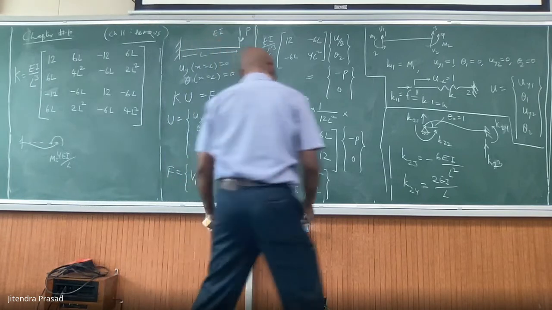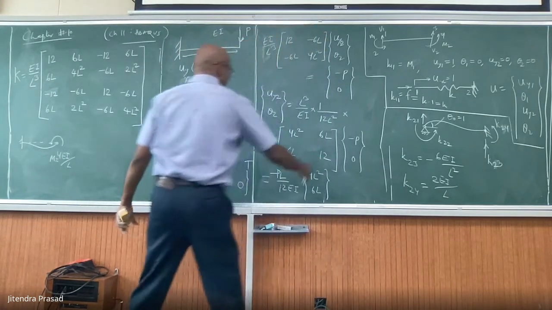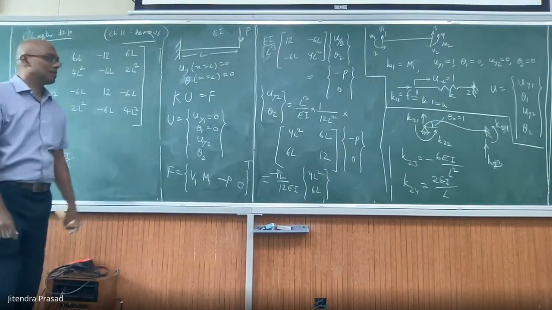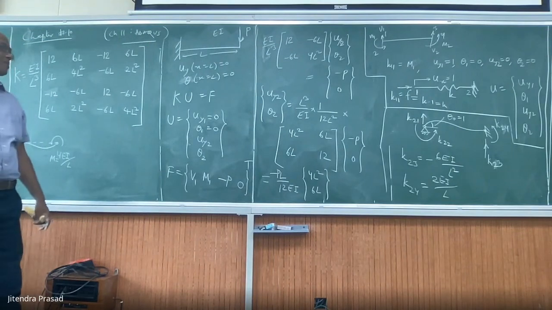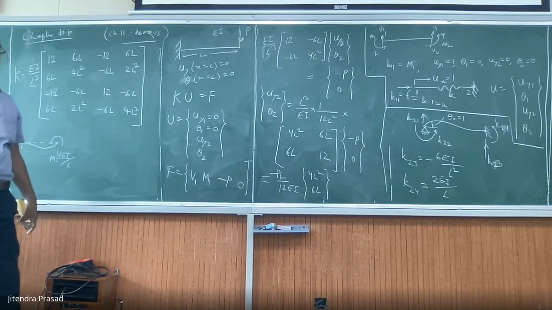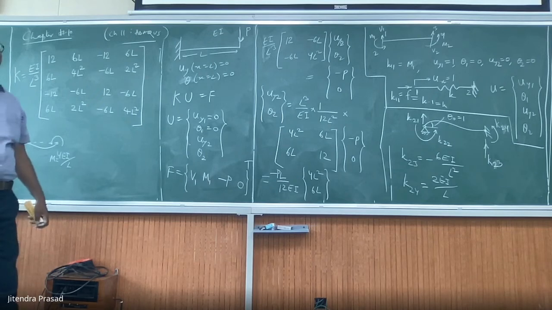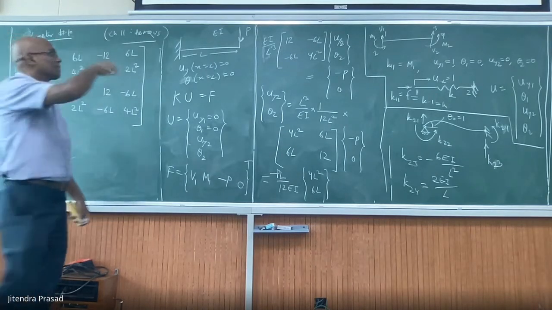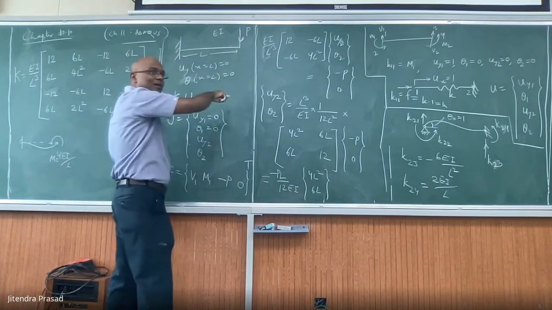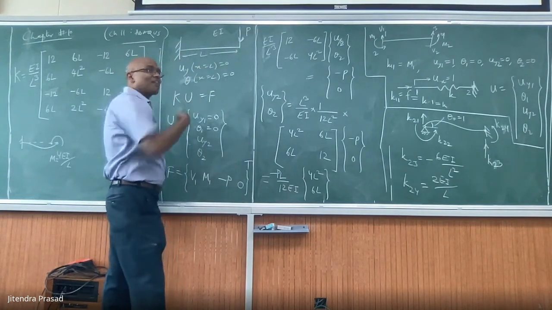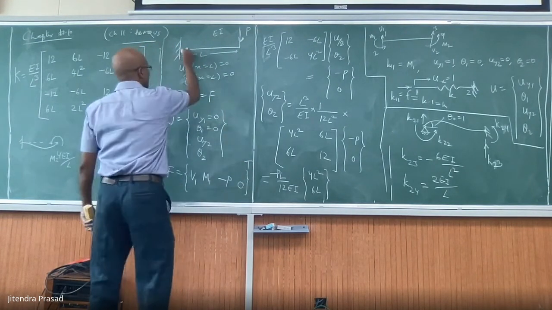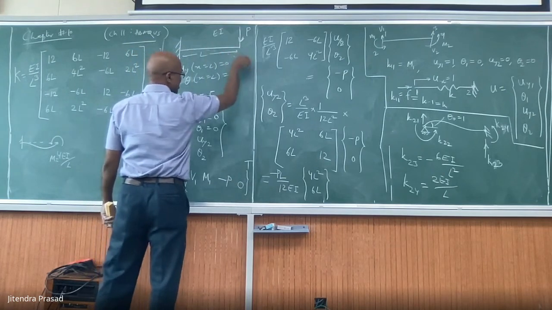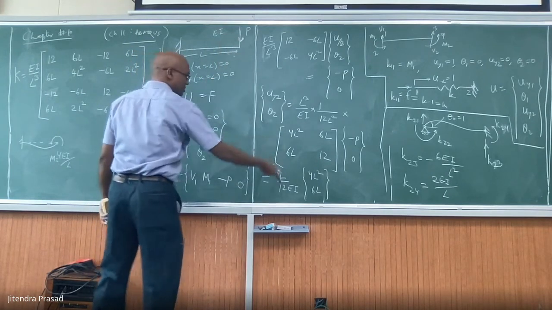Accordingly you can simplify, but this is the value you get for both of them. Both you get negative, that really means what? Displacement is downward and slope is also clockwise. So the slope is also clockwise. Hence you get both of them.